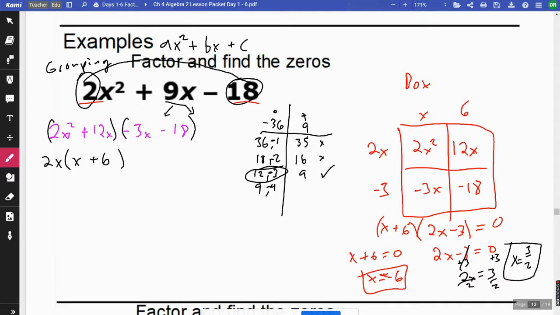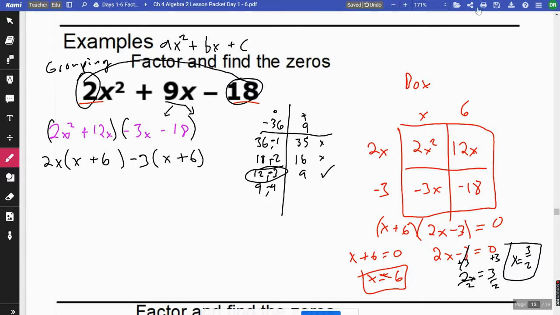Look familiar? The other one, I'm taking out a -3 because they both have a 3 in common, and this first term is negative because it has more x's, so that's why I'm taking out a negative. So -3, and then write what's left over. x plus 6. It's plus because I had -18, but I divided out a -3. So -18 divided by -3 makes a +6 left over.